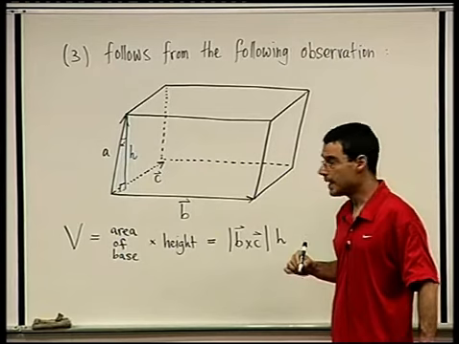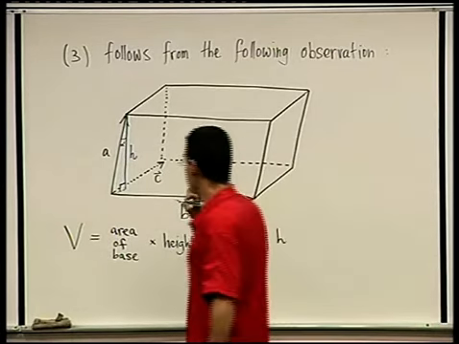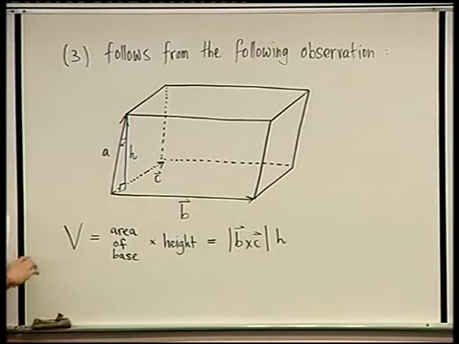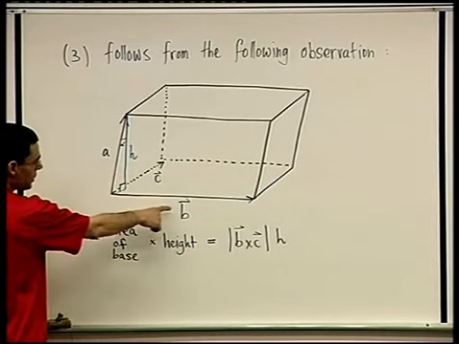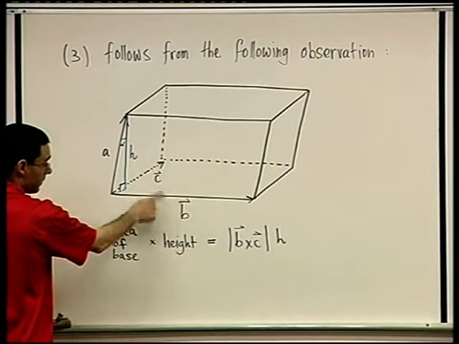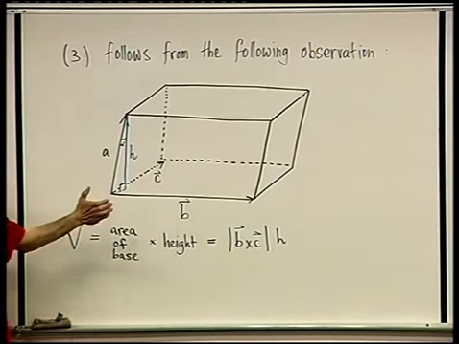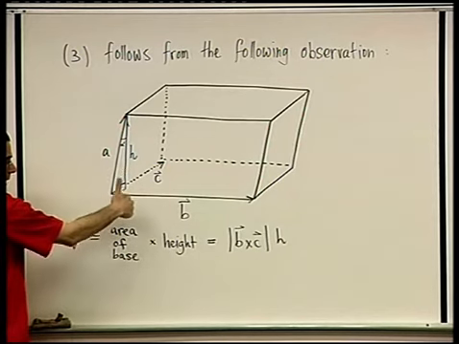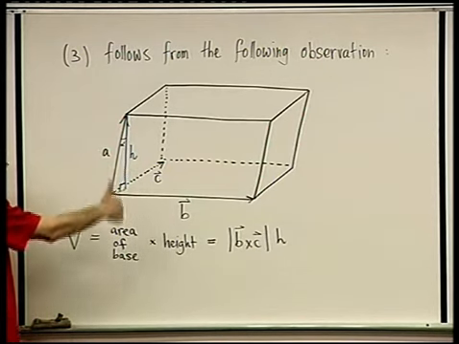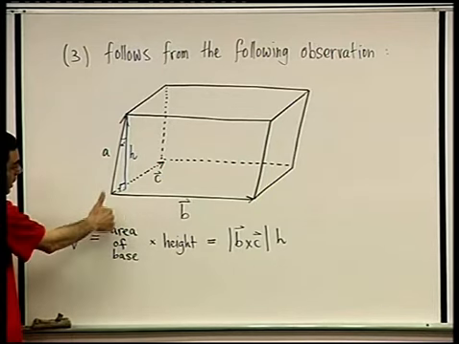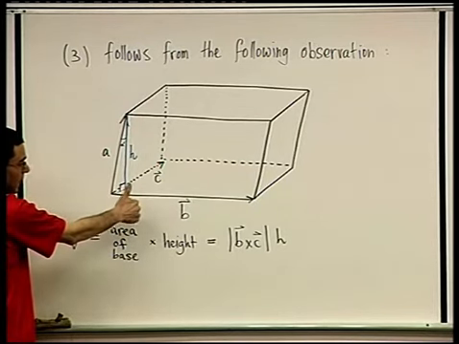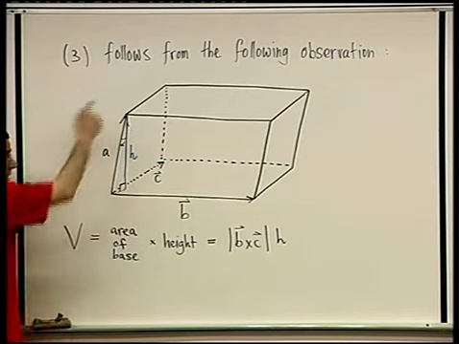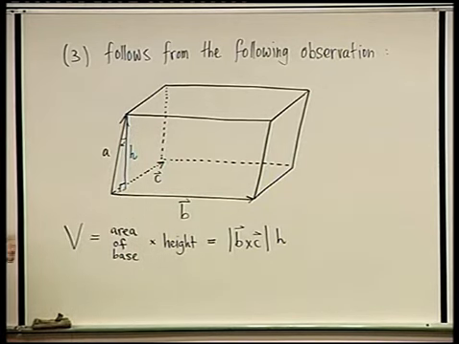Now, do you agree, here's the little tricky part, that if I were to take B cross C, what is B cross C? I need to take my fingers, point from B to C, and then my thumb is pointing in the direction of B cross C. So do you agree that B cross C is exactly in the direction of this H, height? Do you agree? Okay, exactly.